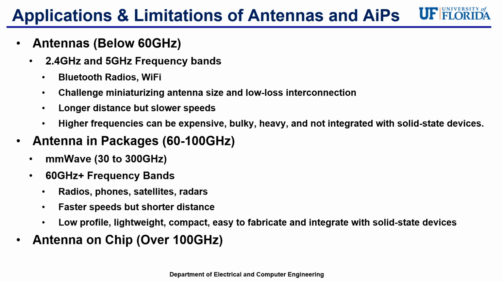And antenna in packages, although they have faster speeds, do typically have shorter reach than regular traditional antennas. But antenna in packages happen to be more low profile, smaller, lightweight, compact, and are a lot easier to fabricate and integrate with solid state devices than traditional antennas. Now, for over 100 gigahertz, antenna in packages can be used, but typically once it reaches over that range, antenna on chips take over from there.